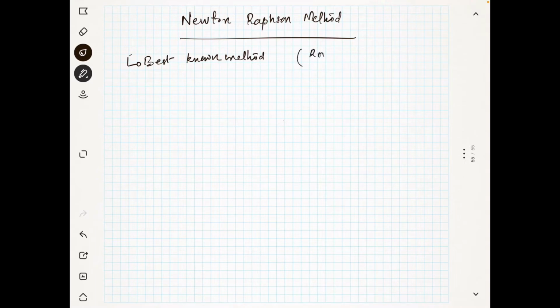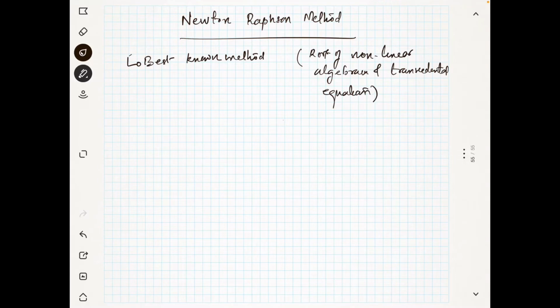So finding the root of non-linear algebraic and transcendental equations. This is used to find the root of algebraic and transcendental equations.